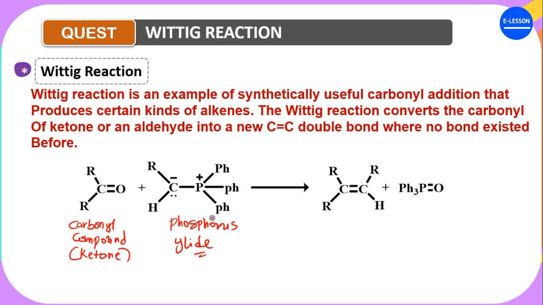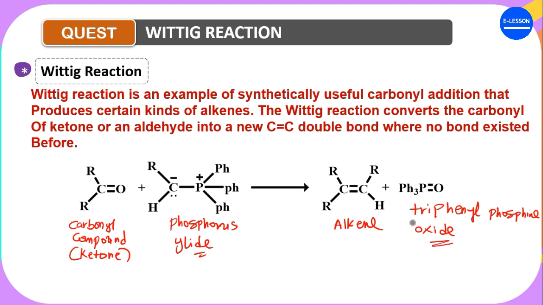Okay. Now, the phosphorus ylide reacts with a carbonyl compound, either an aldehyde or a ketone, to form an alkene, and then this is a triphenyl because you have three phenyl groups here, then phosphine oxide, triphenyl phosphine oxide. Okay, so that is the general overview of what the Wittig reaction is.